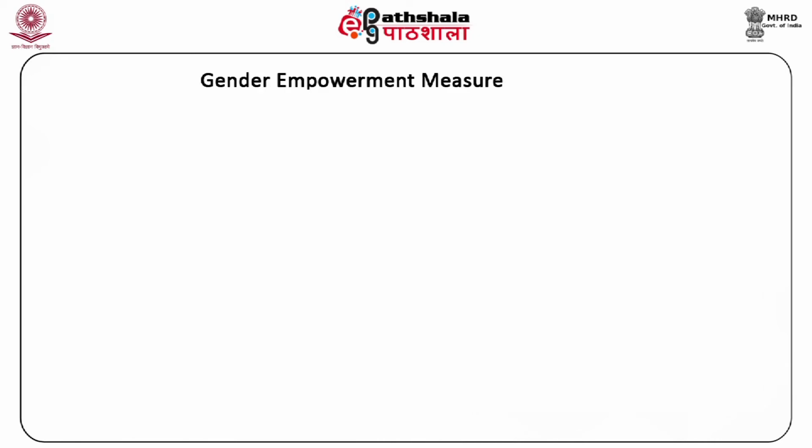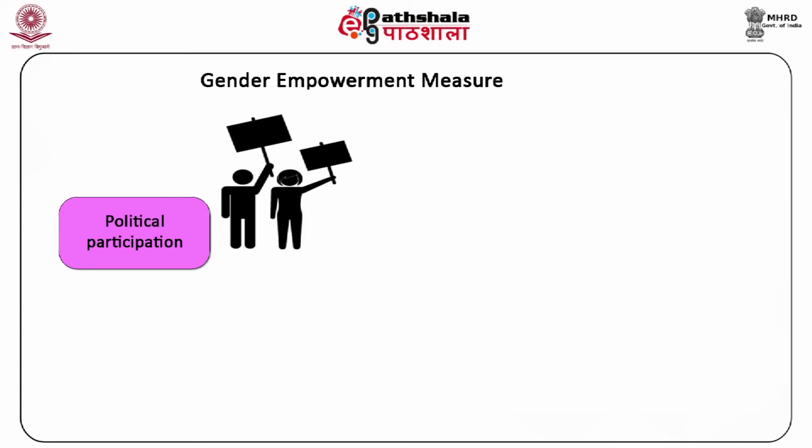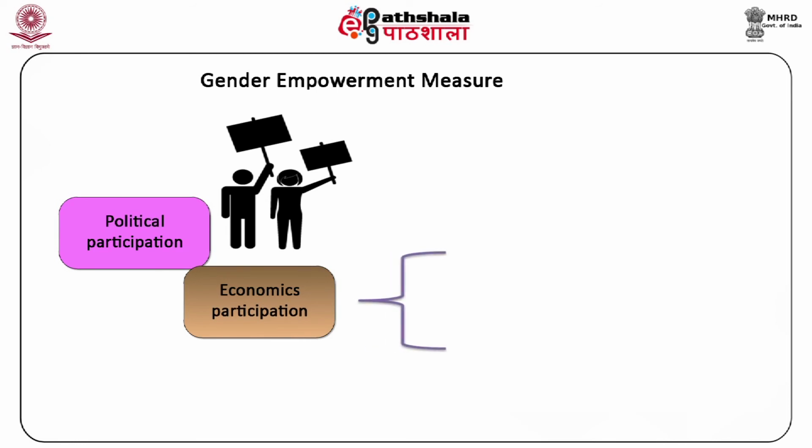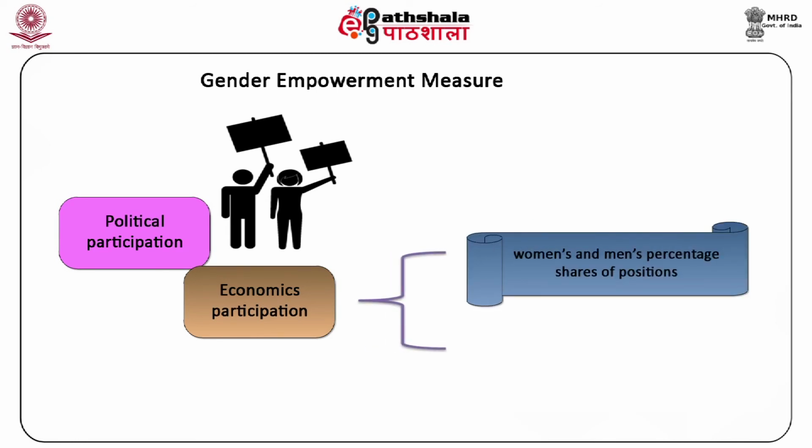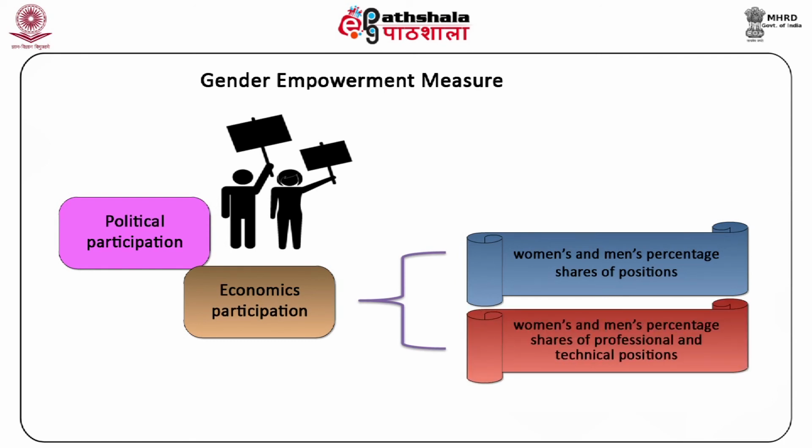Gender Empowerment Measure, GEM. It is a composite indicator that captures gender inequality in three key areas: political participation and decision making, as measured by women's and men's percentage shares of parliamentary seats; economic participation and decision making power, as measured by two indicators: women's and men's percentage shares of positions as legislators, senior officials, and managers, and women's and men's percentage shares of professional and technical positions; power over economic resources as measured by women's and men's estimated earned income, PPP US dollar.